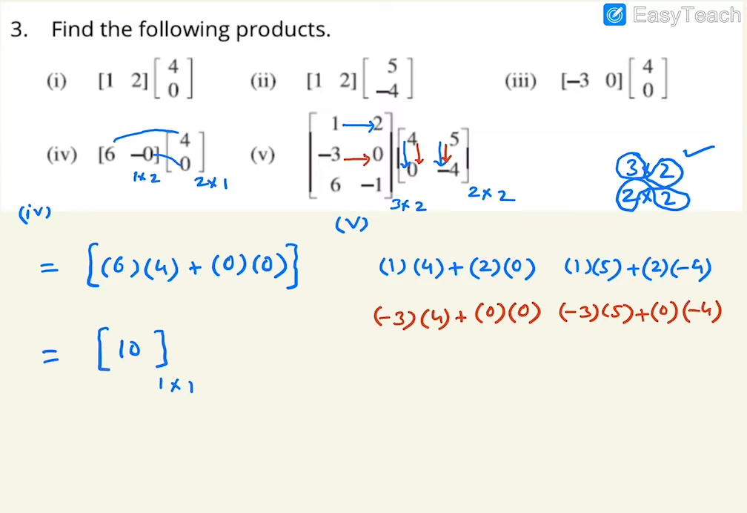Similarly, third row will multiply with first column. So 6 will multiply with 4, plus minus 1 will multiply with 0. And then again third row will multiply with second column also. 6 will multiply with 5, plus minus 1 will multiply with minus 4.